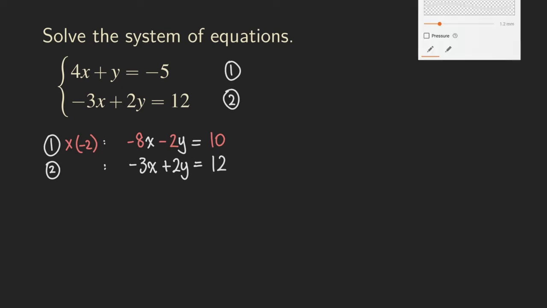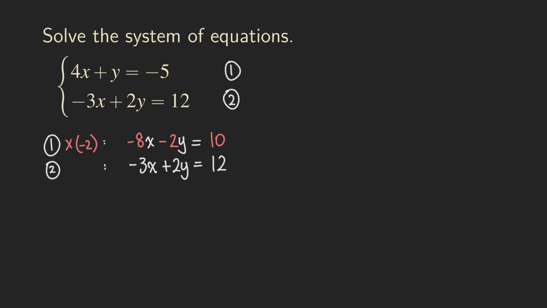Now, what are we going to do next? We are going to just add the two equations together. So let's do the addition. This is equation 1 plus equation 2. So what do we get here? We are going to get -11 for the x, so -11x.